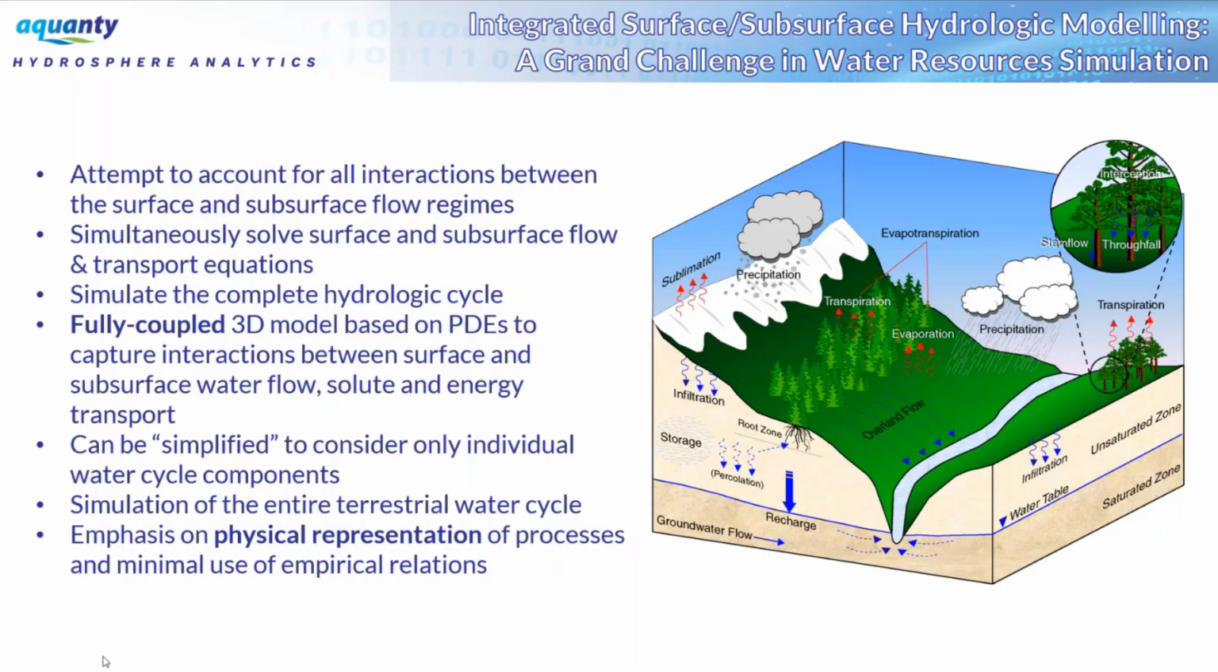HydroGeoSphere can also be simplified to consider only individual water cycle components. So while HGS primarily is used by our user base for fully integrated groundwater surface water models, you can in fact treat it as a fully saturated groundwater flow only model. It just depends on how you construct your model, basically. And in every aspect of HydroGeoSphere, we've had a major emphasis on a physics-based approach to representing real-world processes, so a major emphasis on minimizing the use of empirical relationships.